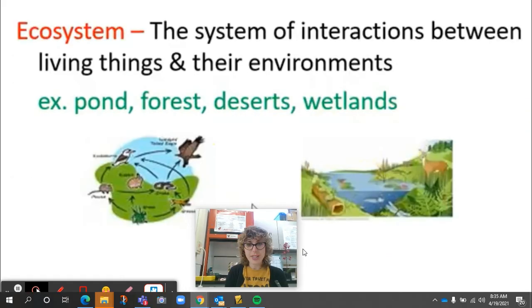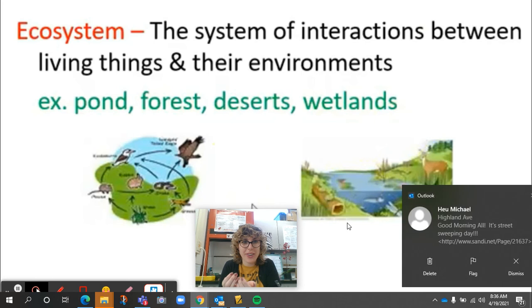Okay, last term here is ecosystem. An ecosystem is all of the interactions between the living, biotic, and non-living, abiotic parts of their environment. So if we use this wetland as an example, we have this deer, we have some fish, which would be biotic. All of the plants are biotic. And then we have the abiotic factors like the water, the soil, the rocks, the air, and all of those interactions between the living and the non-living things. There's going to be huge amounts of interactions taking place in this ecosystem. And an ecosystem is a place where those interactions take place.